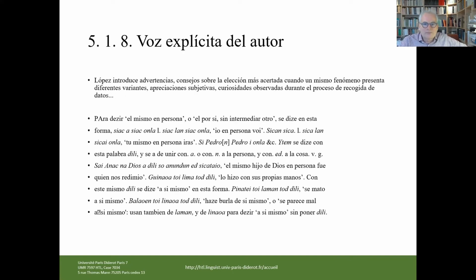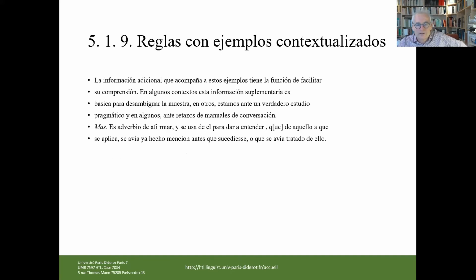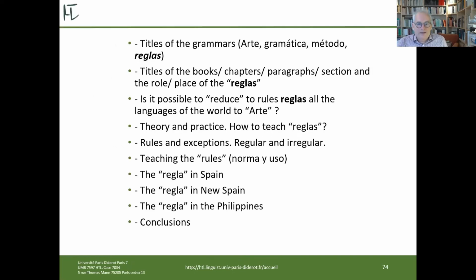So you have also some explicit voice, also the opinion of the author himself, and ejemplos contextuali, a rule with an example and a certain context, and those contexts are also very closely linked to the dictionaries. As you have seen, there are examples. Sometimes they say just listen to the native or go to this dictionary, then you find a real example linked to a certain rule. And here you find again my conclusion.